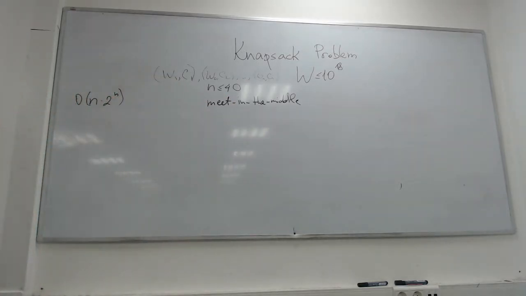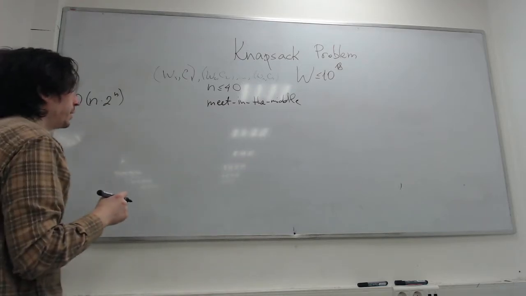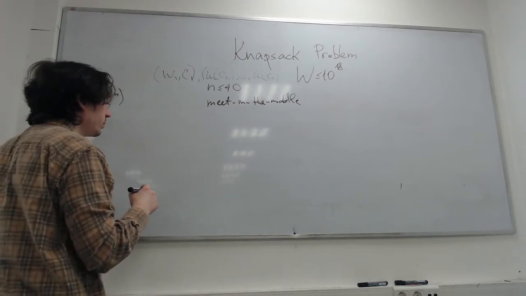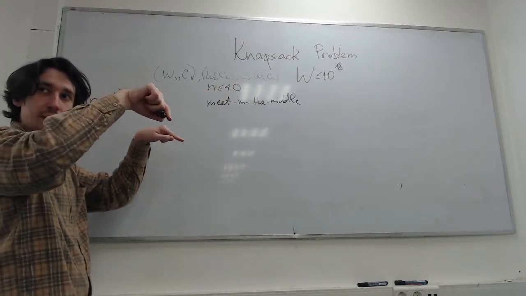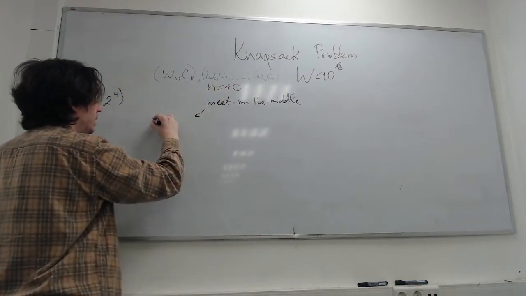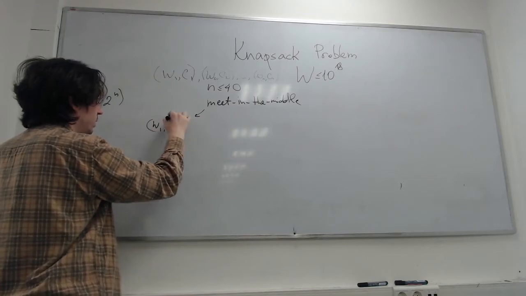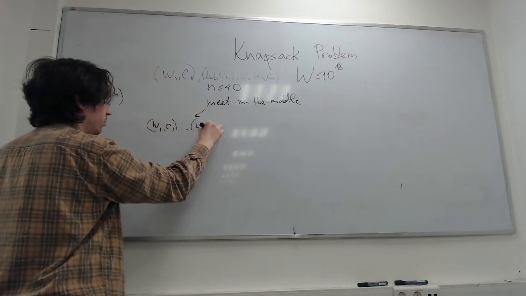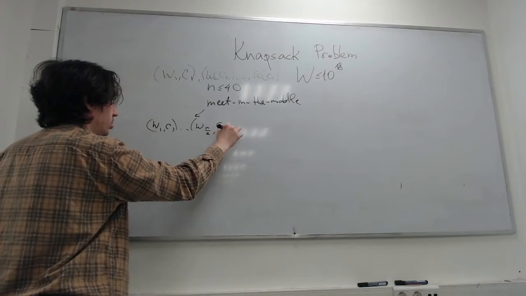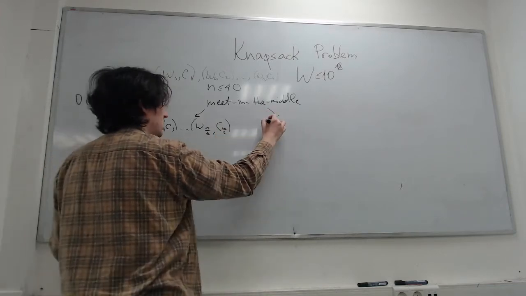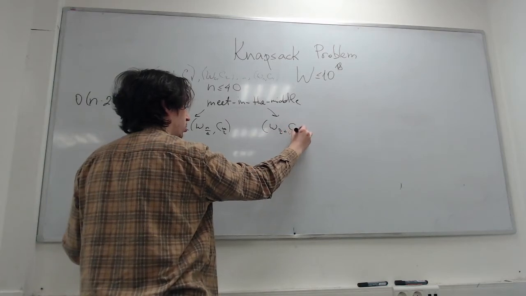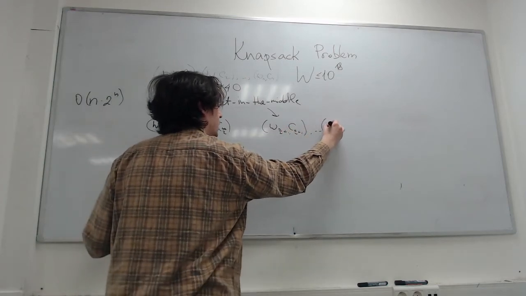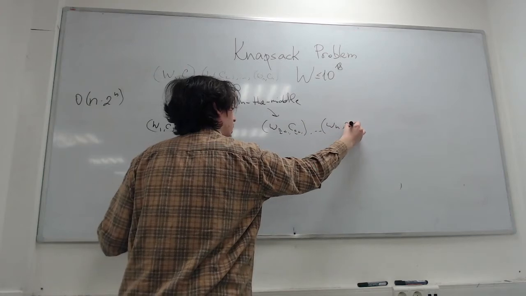What we will do? We will take all these elements and split them into 2 subsets. So we will have W1, C1, ..., Wn/2, Cn/2, and W(n/2+1), C(n/2+1), and so on until Wn, Cn.